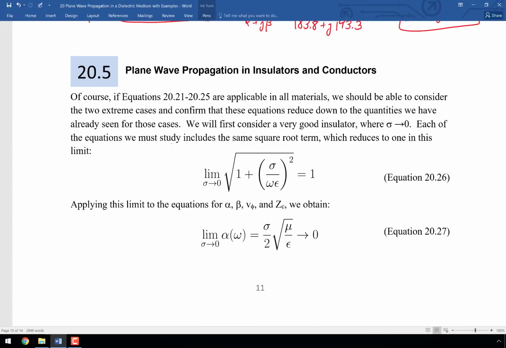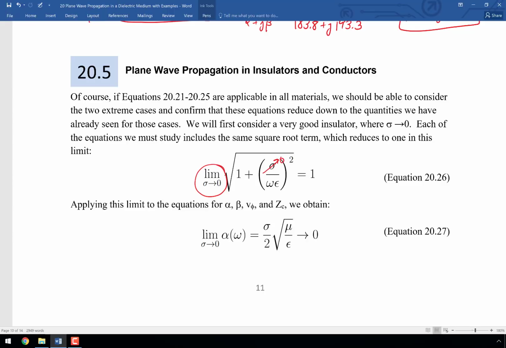So I'm going to first of all take the case of the insulator. And in the insulator, I just want to notice that here we're taking the limit as sigma goes to 0. Sigma is the conductivity, so we're going to the place where conductivity is vanishingly small. That thing under the square root, remember how I said we'd be able to use that?